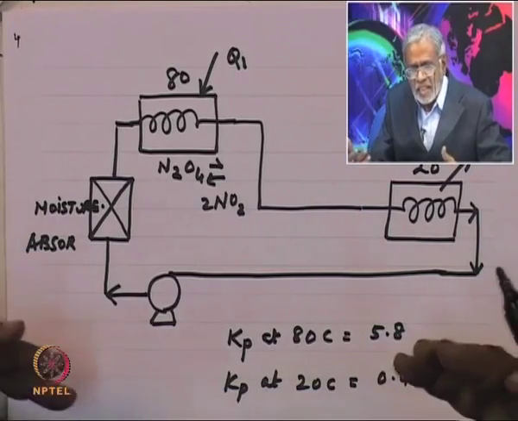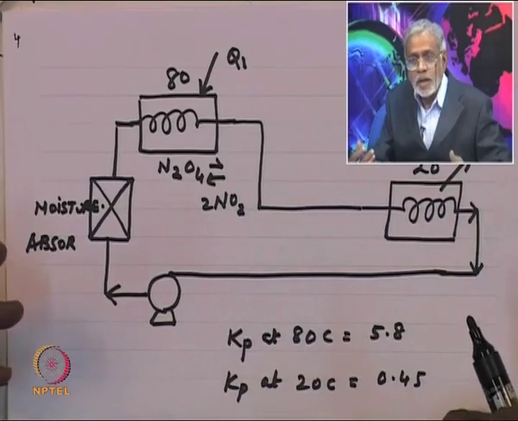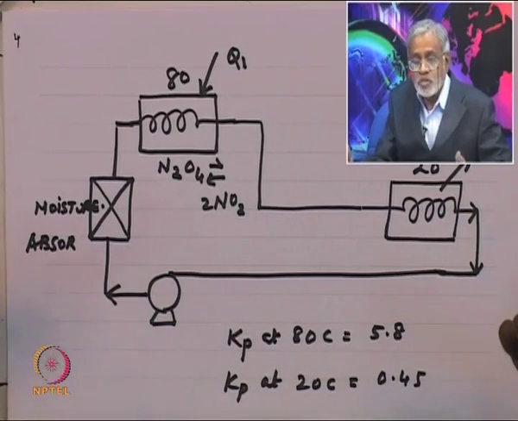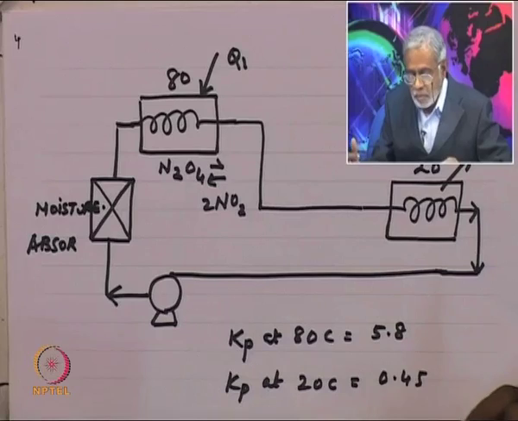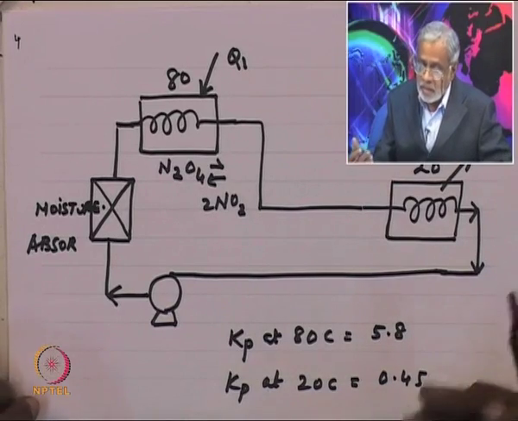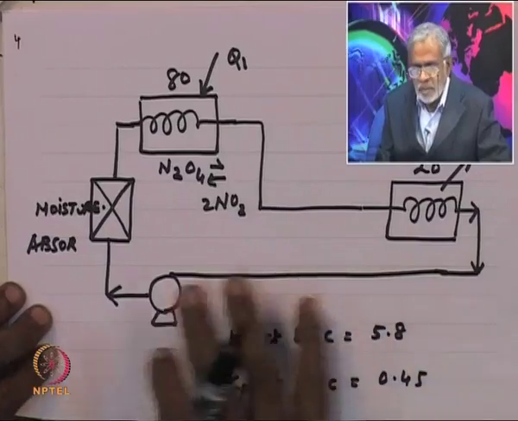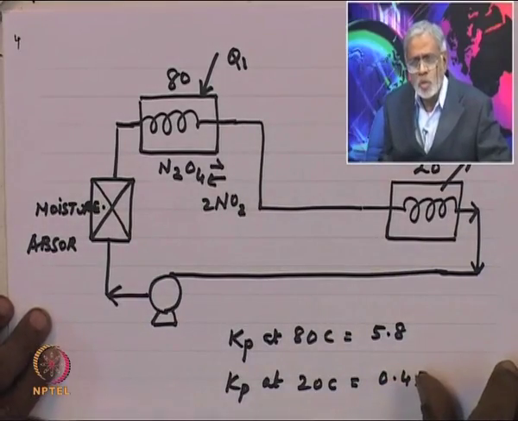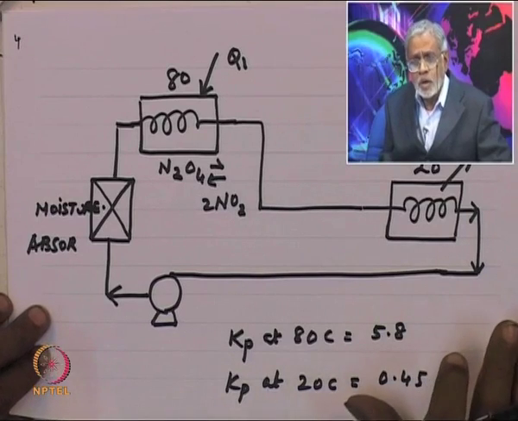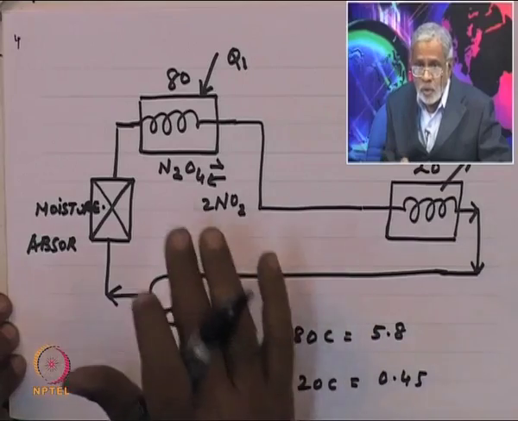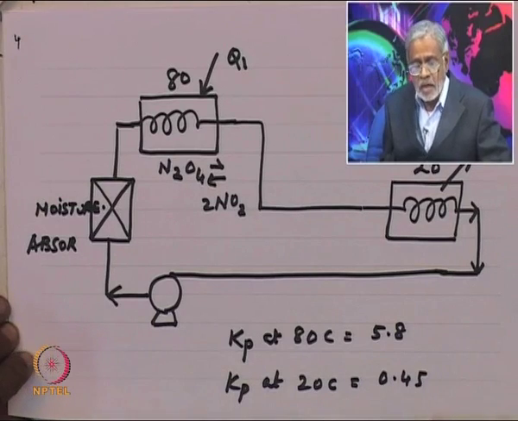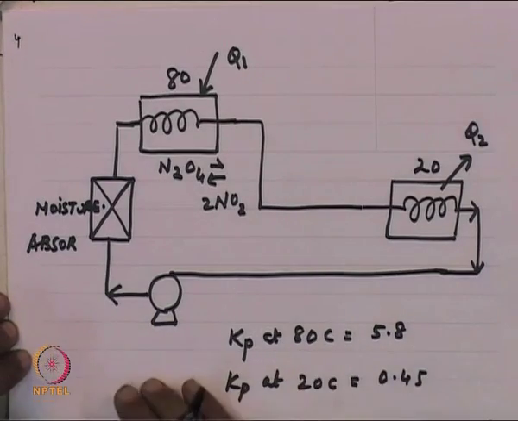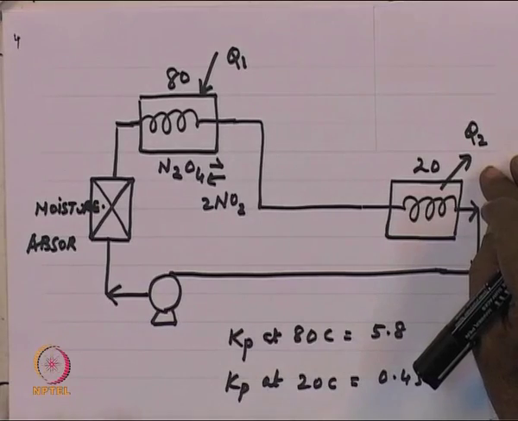Basically, it is this instantaneous ability for this reaction to go both ways depending upon the temperature at which the environment is available, we are able to pick up heat and supply heat to the environment of our interest. So, this whole exercise is to quantitatively evaluate what is the ability of a working fluid like N2O4, NO2 to work as a means of recovering heat from a low temperature source at 80 and supplying it to a consumer at 20.